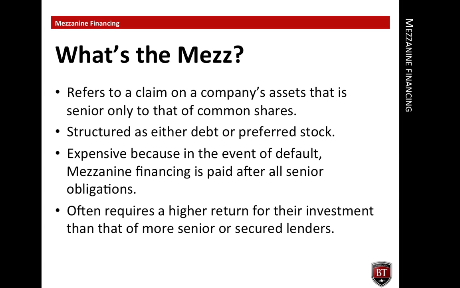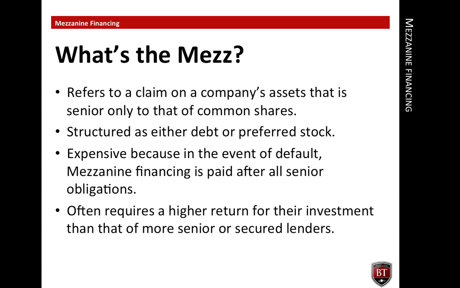Cash interest. A periodic payment of cash based on a percentage of the outstanding balance of the mezzanine financing. The interest rate can either be fixed throughout the term of the loan or can fluctuate or float along with the LIBOR or other base rates.